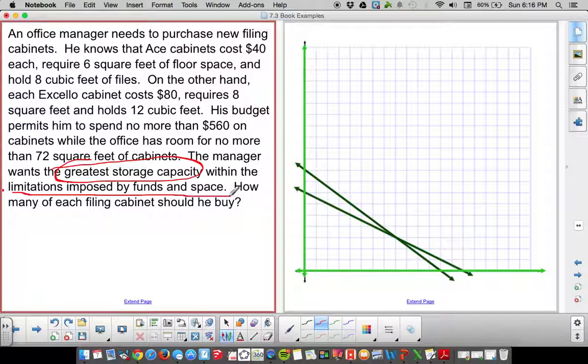We want to know how many of each filing cabinet he should buy. So we know we're going to let X and Y be our types of filing cabinets. So we're going to let Ace be X, and Y Excello.